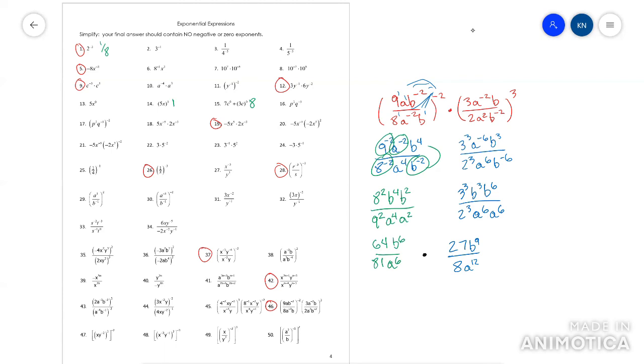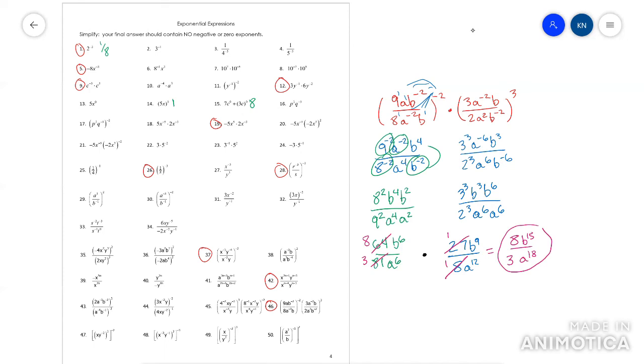I like to cancel and reduce before I multiply it out. So like I would not be multiplying 27 times 64. I would be reducing the 8 and the 64 as I went, and I would be reducing the 27 and the 81 as I went. So on top we had 8, b6, b9 makes b15, and on bottom we have 3, a6, a12 makes a18. So this would be my final answer.